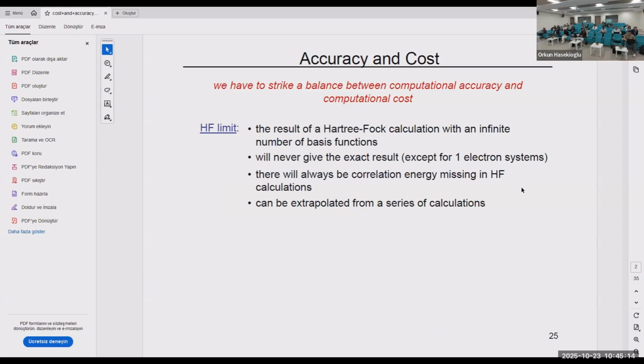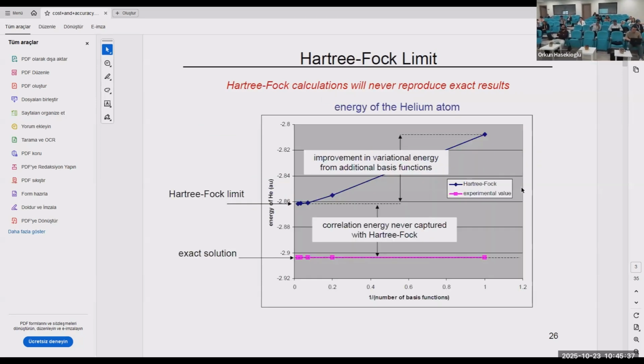So when it comes to Hartree-Fock limitations, the result of a Hartree-Fock calculation with an infinite number of basis functions will never give the exact result, as you know by now. There will always be correlation energy missing in Hartree-Fock calculations, which can be extrapolated from a series of calculations. The Hartree-Fock limit will never reproduce exact results.